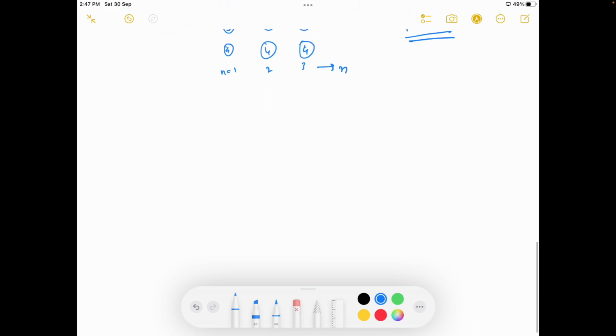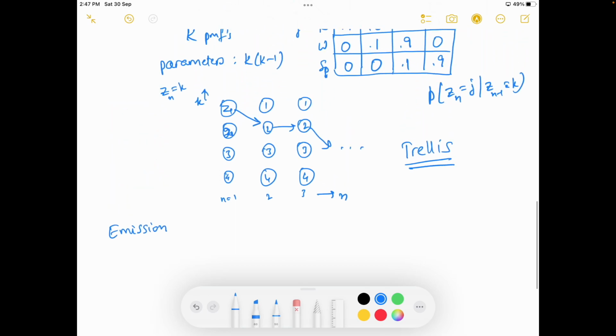Now let's talk about the emission problem. Is this a specific path or could it be any path? This diagram is called the trellis diagram, where you represent all the states with respect to time, and then here you can represent either a single path or multiple paths. So, trellis.